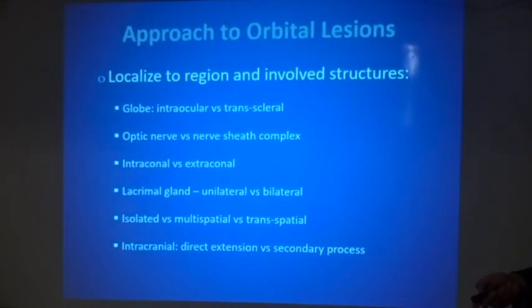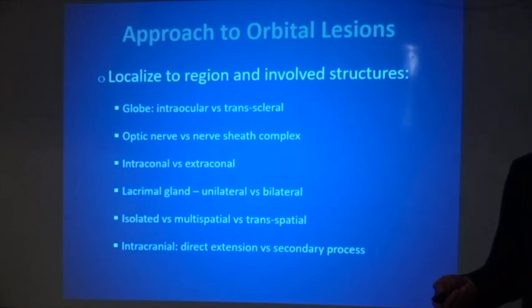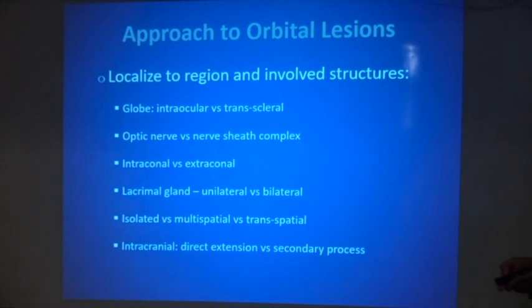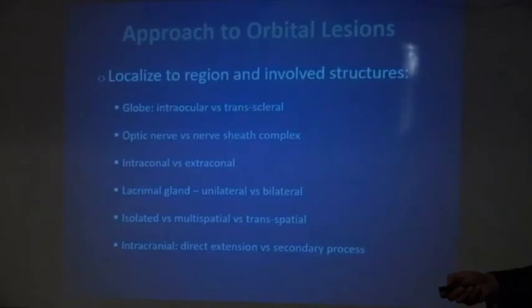So let's go through the first one, which is the location. So if you look through the location, the first question is, is it intraocular? Is it transscleral? Is it within the optic nerve versus the nerve sheath complex? Is it intraconal versus extraconal? And is it both lacrimal glands, or is it just one lacrimal gland? Is it isolated? And these are all questions you need to ask. And is it intracranial? Is there any direct extension versus a secondary process?